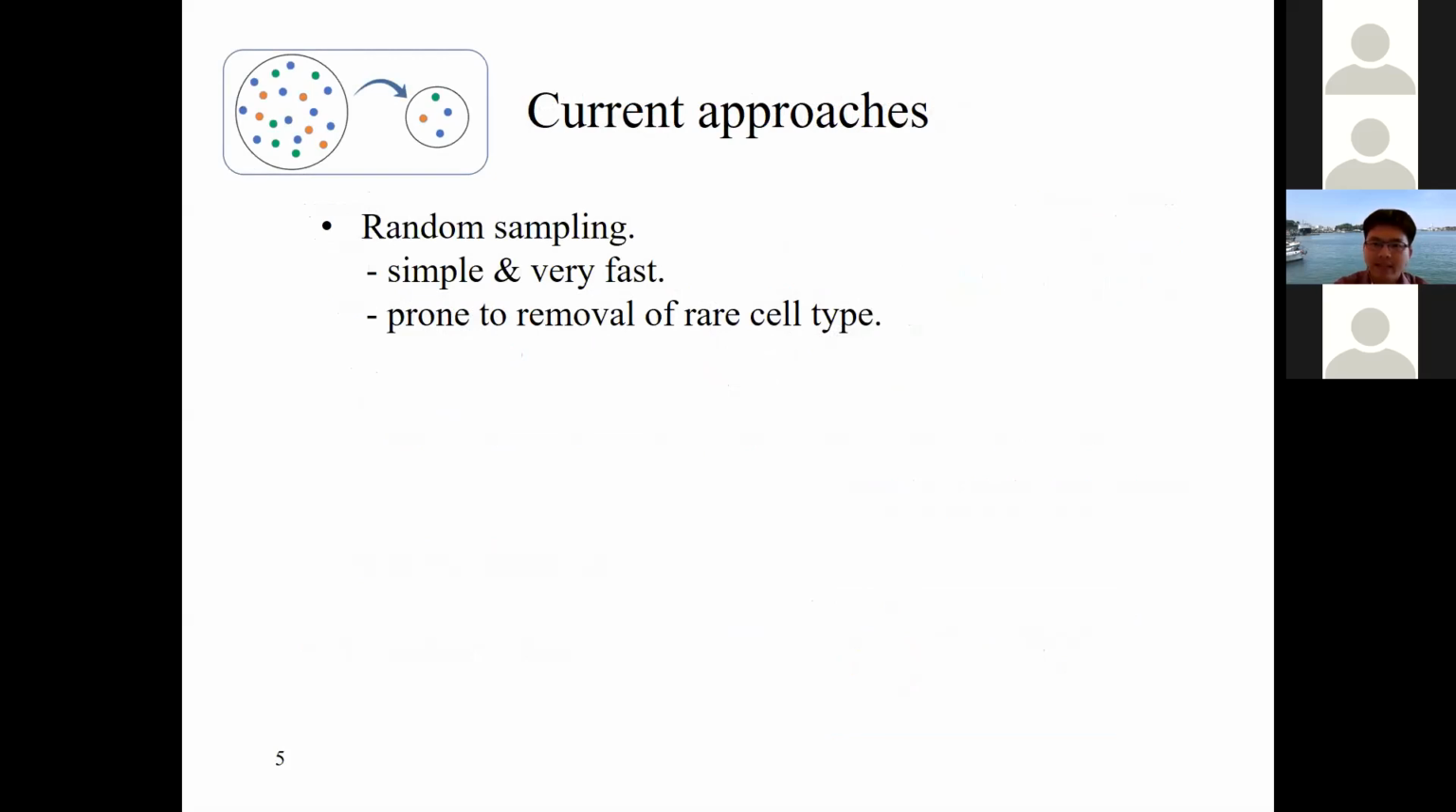The idea is very simple. Let's say you have a data set of 2 million cells, but your favorite algorithm cannot handle more than 1,000 cells. Then you just select 1,000 cells out of 2 million at random. Of course, it's very fast. However, it's prone to the removal of rare cell types, and that we want to avoid, right?